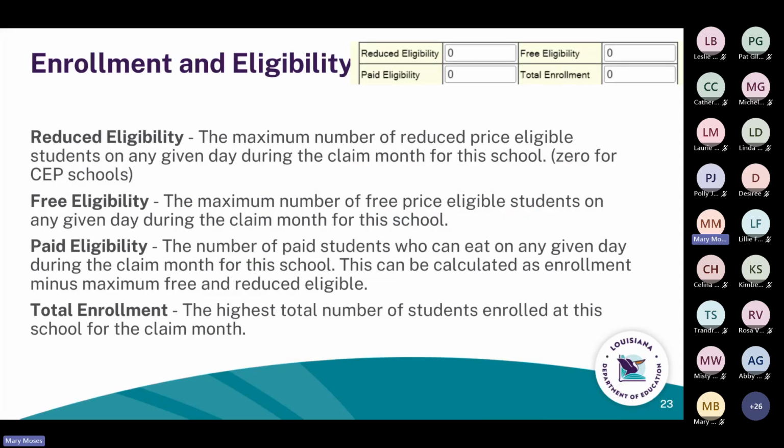Reduced eligibility is defined as the maximum number of reduced price eligible students on any given day during the claim month for this school, which is 0 for ZP schools. Free eligibility is the maximum number of free price eligible students on any given day during the claim month for this school. Paid eligibility is the number of paid students who can eat on any given day during the claim month for this school. This can be calculated as enrollment minus free and reduced eligible. And total enrollment is the highest total number of students enrolled at this school for the claim month.